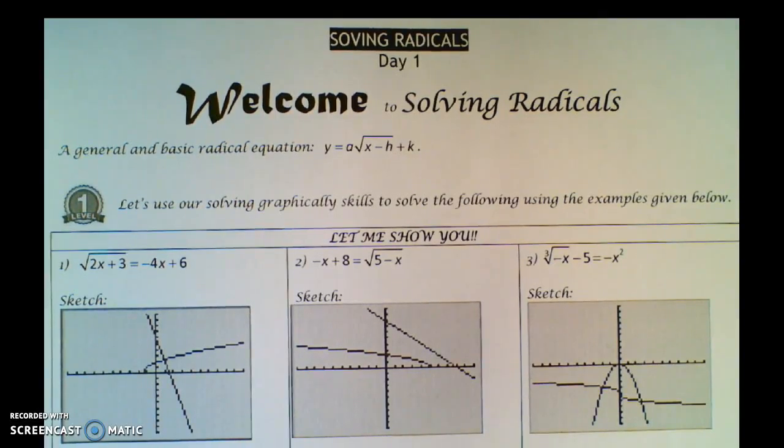Alright, now that we've worked on graphing radicals, we're going to start practicing solving radicals. So the first thing we'll do is review solving by graphing. We've done this before when we work with quadratics. So let's take a look at how it looks.